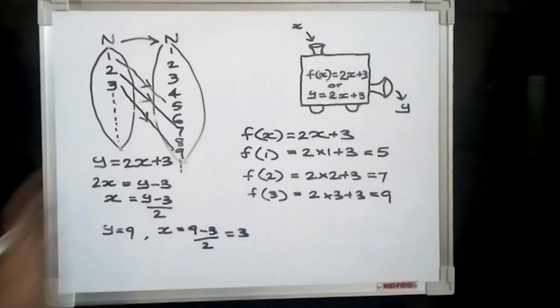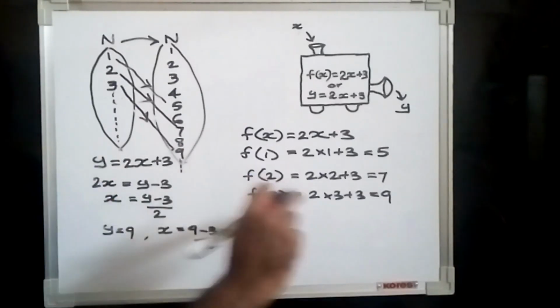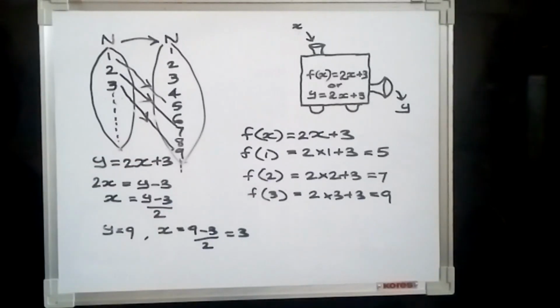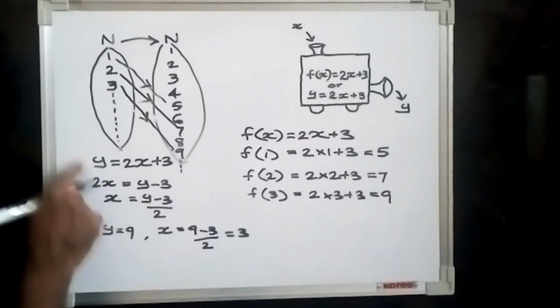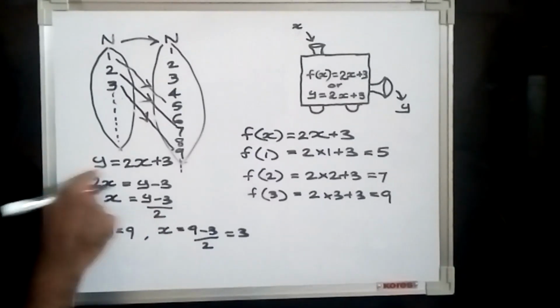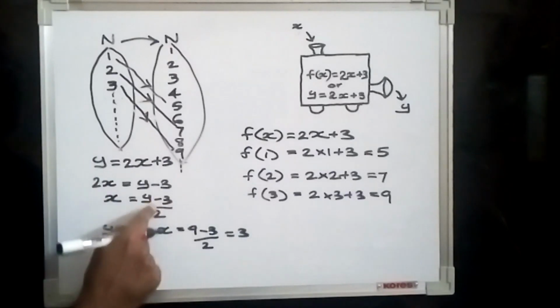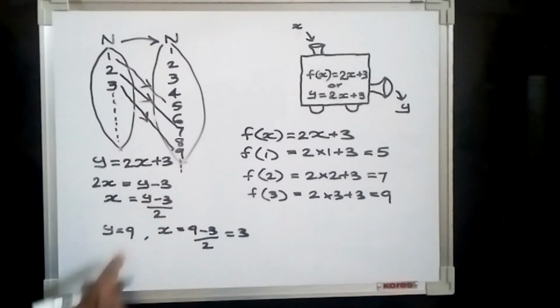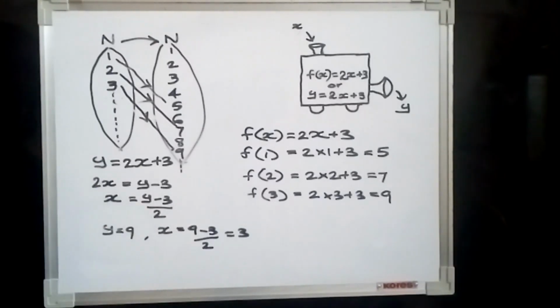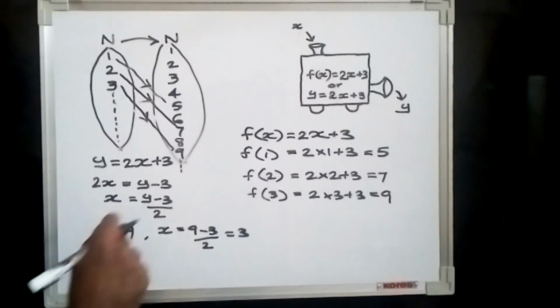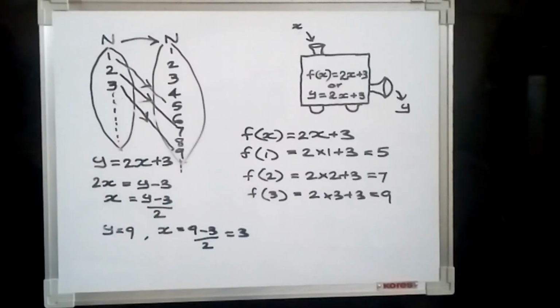Thus, we have found the reverse relation. The original relation is that y equal to 2x plus 3 and the reverse relation is that x equal to (y minus 3) by 2. The original relation gives the value of the output when input is known and the reverse relation gives the value of the input when the output is known. Now, the next question is, what will be the input if the output is 3?